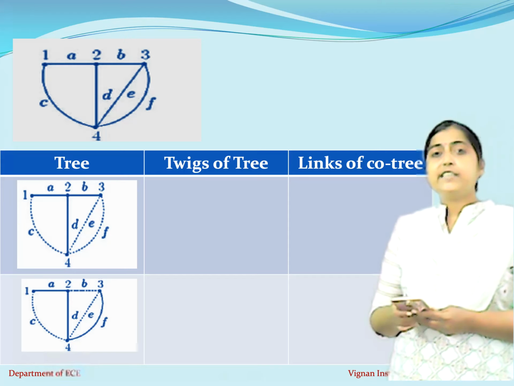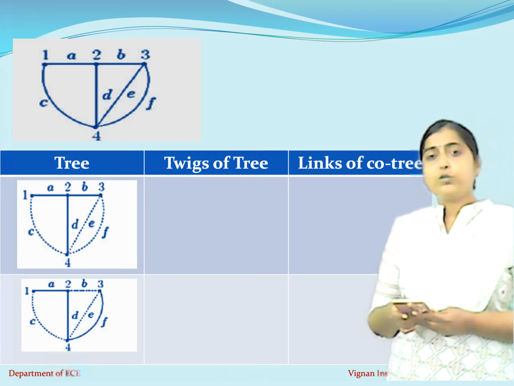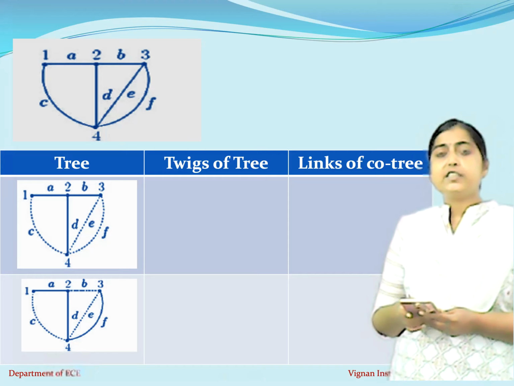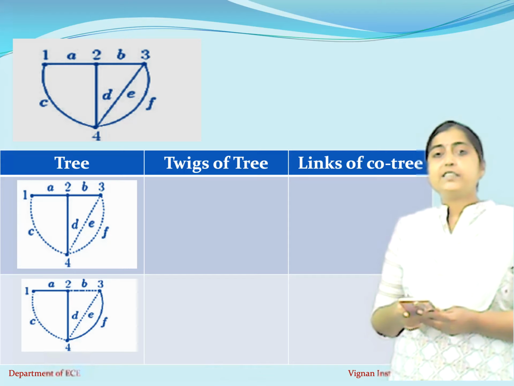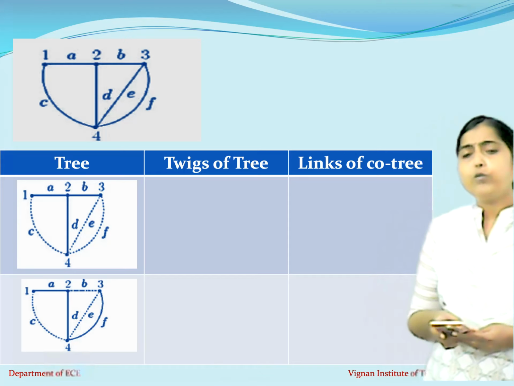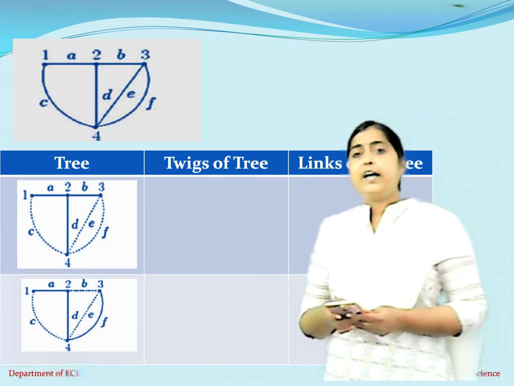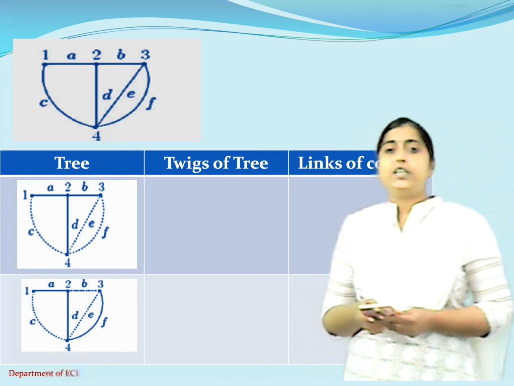Similarly, the same network can have a different tree also. If you see here, what are the twigs in this case? The twigs will be A, D and F, whereas the links will be B, C and E. So depending upon what type of tree you are going to consider, the number of twigs and the links will change.